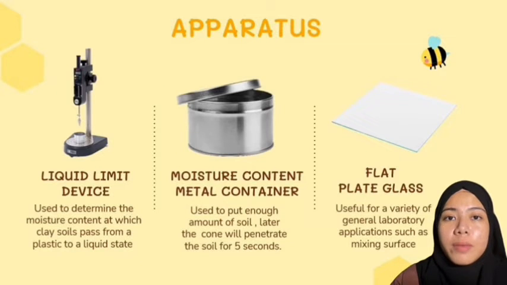Starting with the liquid limit device, it is used to determine the moisture content at which clay soil passes from a plastic to a liquid state. Next, the moisture content metal container. It is used to put enough amount of soil, later the cone will penetrate the soil for 5 seconds. Third, flat plate glass. It is useful for a variety of general laboratory applications such as a mixing surface.